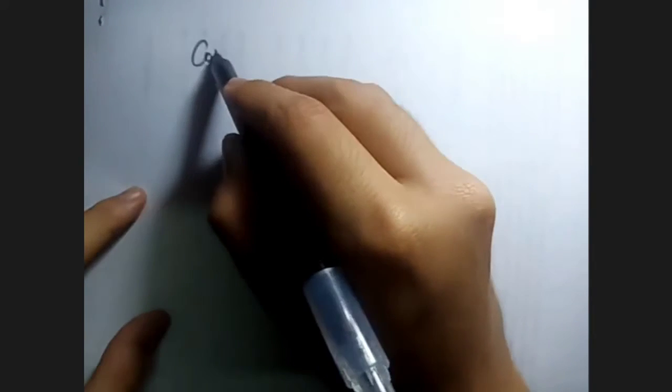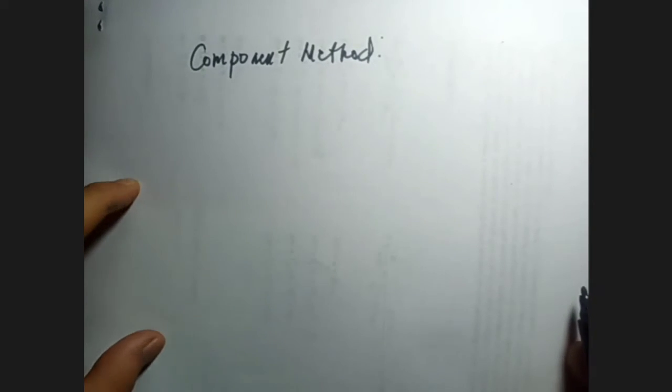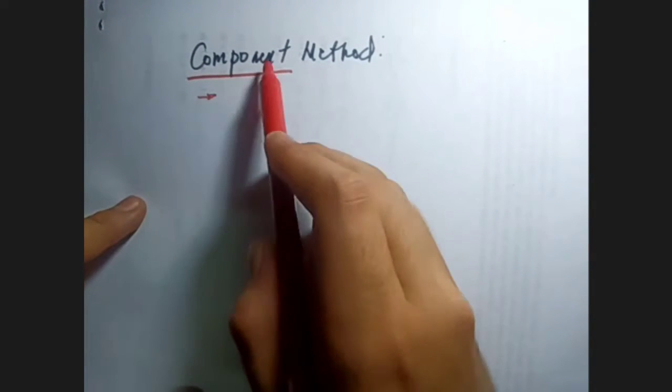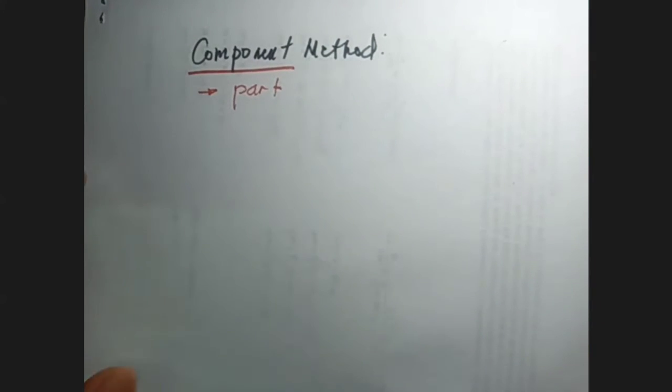Let's start, guys. In this situation, let us first understand what a component method is. From the word itself, meron tayong tinatawag na component. What do you mean by the word component? Another term related to the word component is a part. So when we are talking about the component method, we are talking about the parts of a specific vector in the plane.